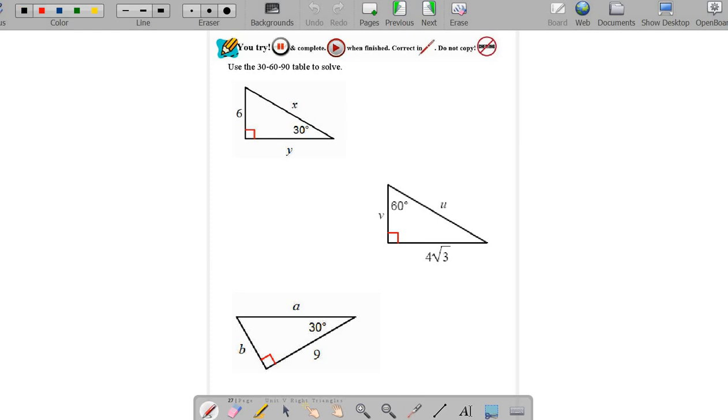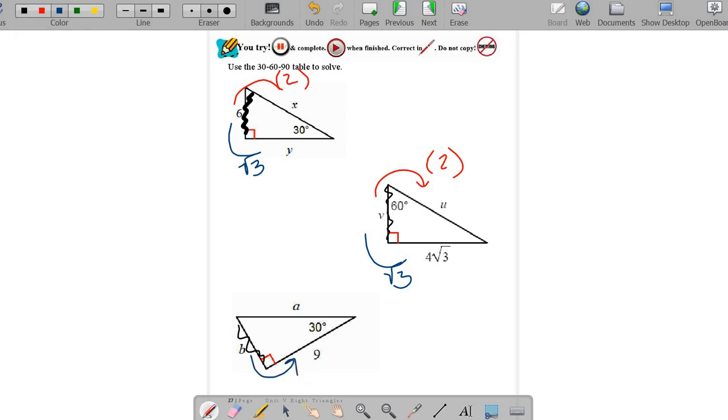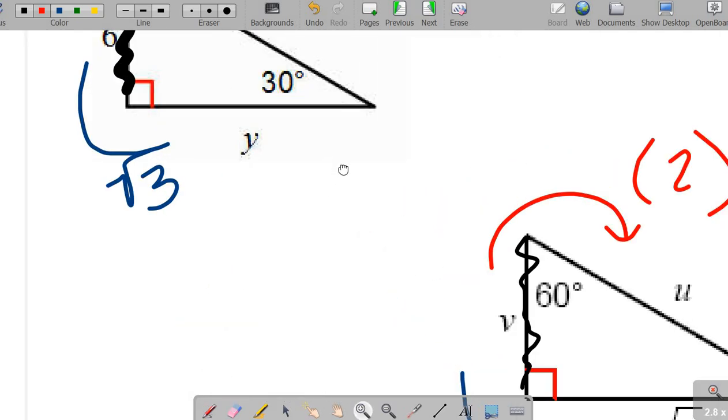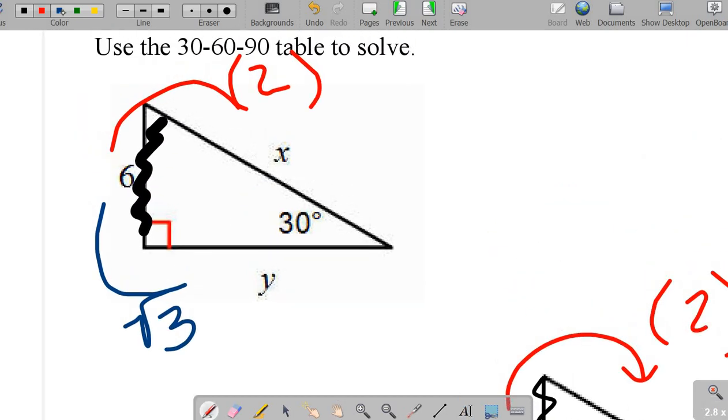30, 60, 90, short leg, root 3, short leg times 2. So there's your pattern. We identify the short leg. So you should have gotten here 6 root 3 and 12.